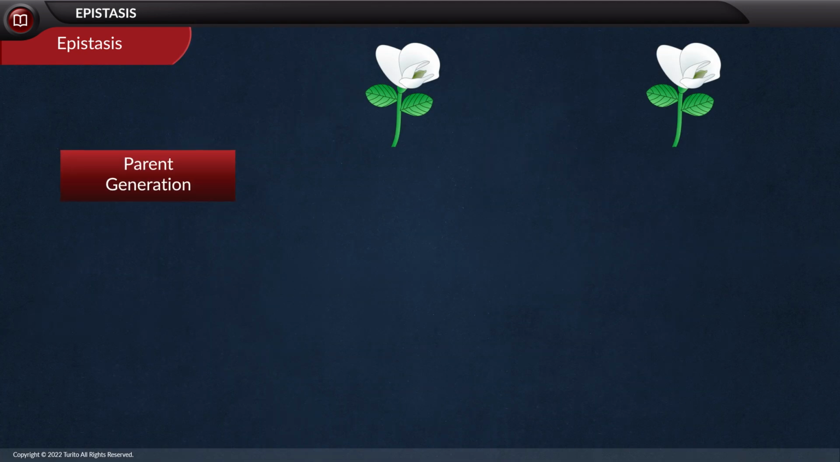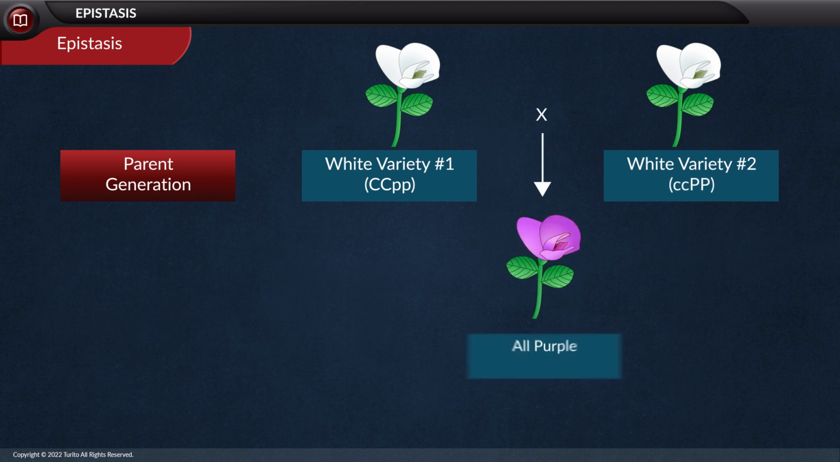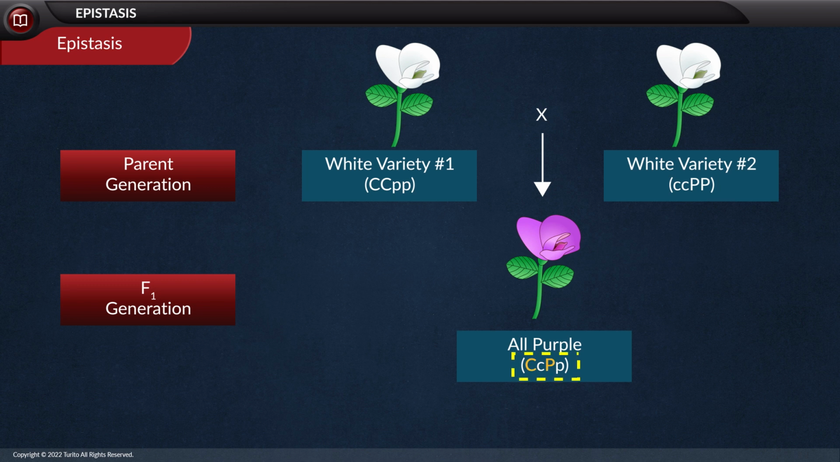Let us represent the epistasis with the help of a Punnett square by showing a cross between two white flowers. Here, a cross between two white flowers with genotype CCpp and ccPP resulted in the formation of a purple flower with a genotype CcPp in the F1 generation as a hybrid. Expression of purple color is possible, as both the dominant genes C and P, responsible for purple color, are present.